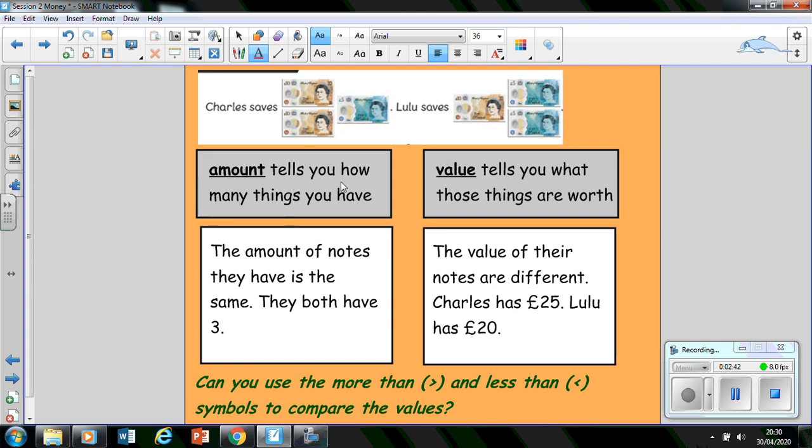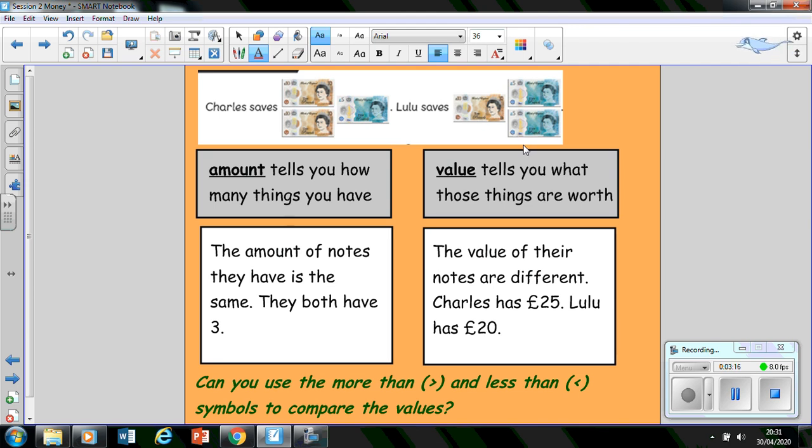So the amount tells you how many things you have, okay? Whereas the value tells you what those things are worth, okay? The amount of notes they have is the same. You're right. So they both have 3 notes. The value of the notes are different because Charles has 2 10s and 1 5, which makes 25, whereas Lulu saves 1 10 and 2 5s, which is 20.